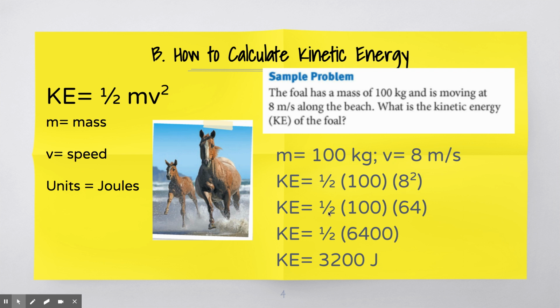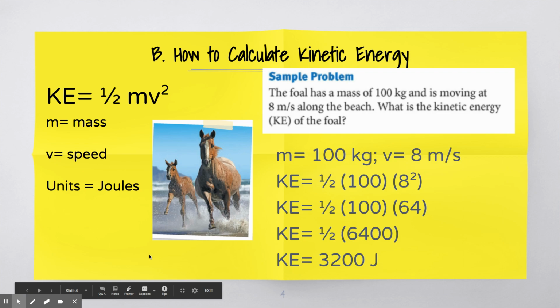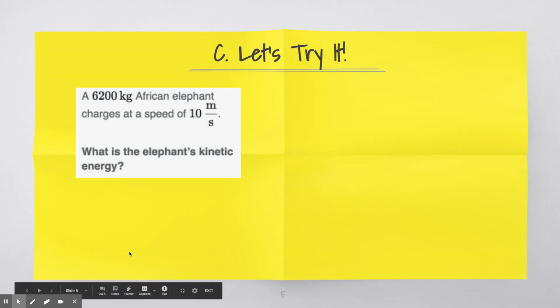So I'm going to rewrite it. I have kinetic energy as 1/2 times 100 times 64, because 8 squared is 64. Then 100 times 64 is 6,400. Then multiply that by 1/2, and I would get 3,200 joules. Now remember, with PEMDAS, for multiplication, it really doesn't matter what order you multiply in. You'll get the same answer anyway, but for the squared number, you have to square it first, then you can do the multiplying.